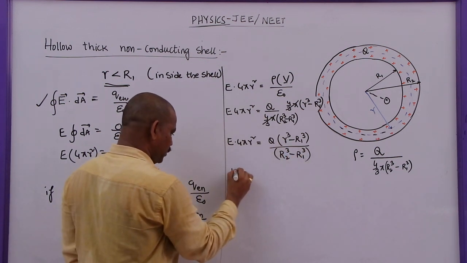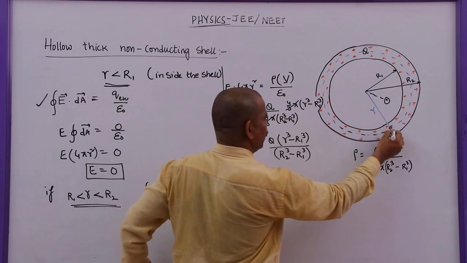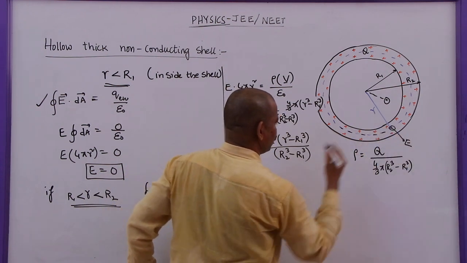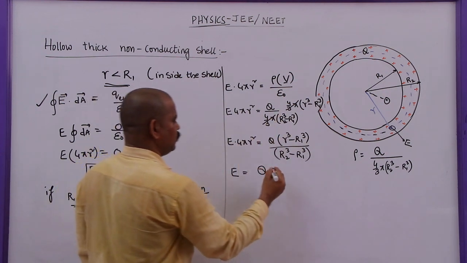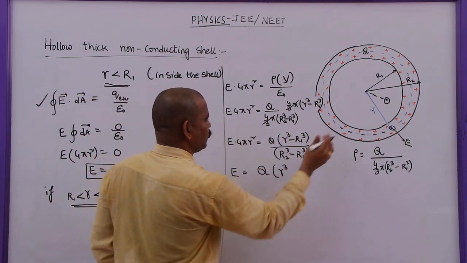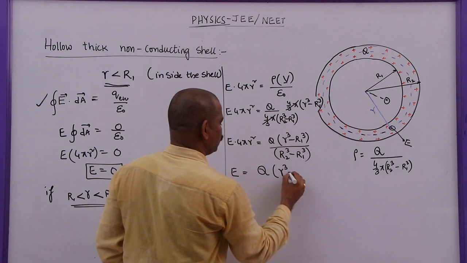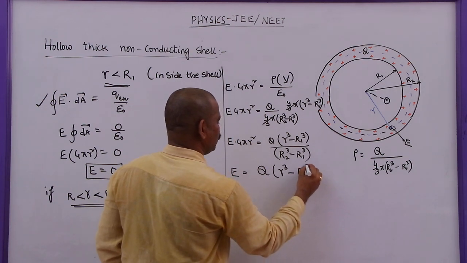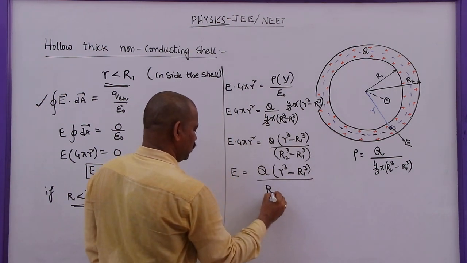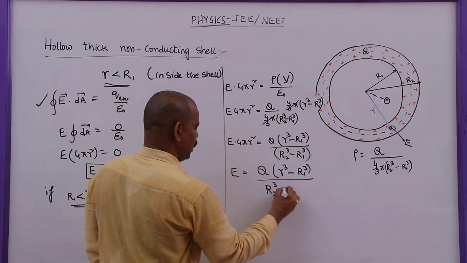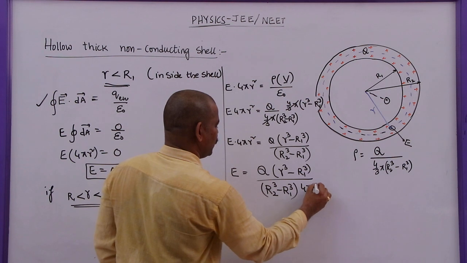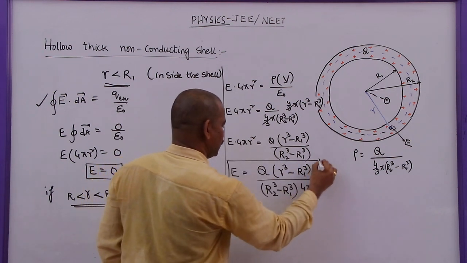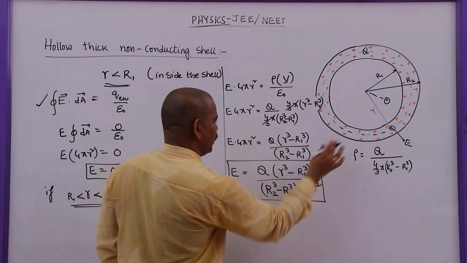I need the electric field at this point here, which is acting in this direction. E is given by the total charge within this sphere, that is rho times (r2 cube minus r1 cube)... divided by the total volume of this sphere, r2 cube minus r1 cube, into 4 pi r square. So this is the electric field at this point.